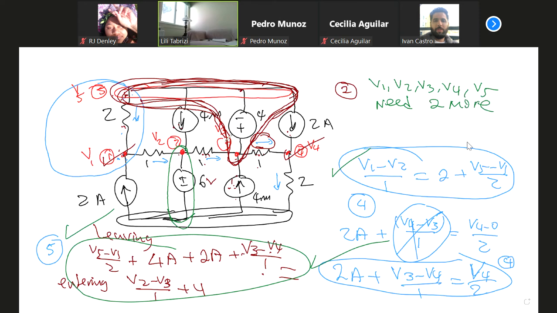Go and use your voltage sources. How? You can say that 6 volts is equal to the voltage difference V2 minus 0. So V2 is actually given. V2 is equal to 6 volts.